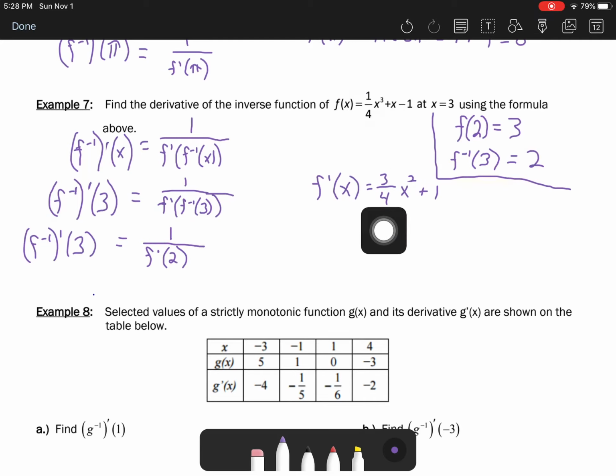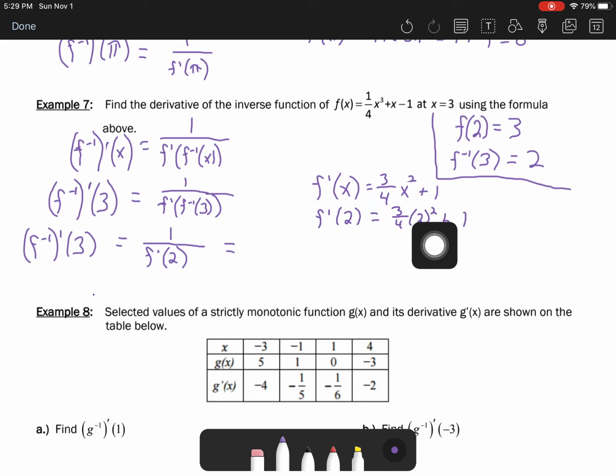So I need to take the derivative of my original function, just like what I was doing before. Instead of being in terms of y's, they use this notation, which is telling me to put in that y value there, which was the 2. So I do the derivative here. By the power rule, I should get 3/4 x squared plus 1; the negative 1 disappears. So here's what I've got. To finish this off, it's going to be 1 over f prime of 2. I can do that right here: f prime of 2 is going to equal 3/4 times 2 squared plus 1.